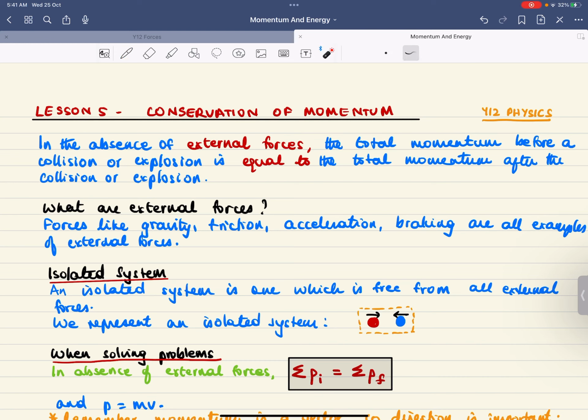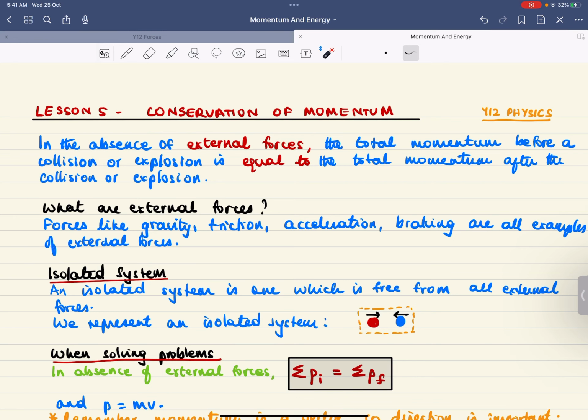Year 12 Physics, Lesson 5, and today's lesson is on conservation of momentum. So what is the law of conservation of momentum? This is an important one. Learn it, remember it. In the absence of external force, the total momentum before a collision or explosion is equal to the total momentum after the collision or explosion. So the condition is there should be no external force.